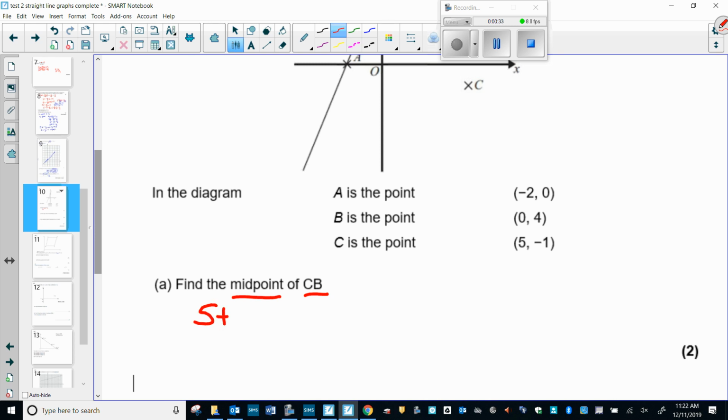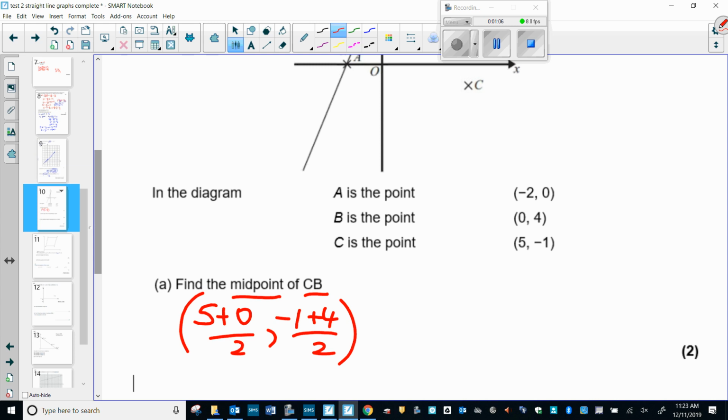Good. So we're going to do 5 plus 0 divided by 2, and then we're going to do negative 1 plus 4 divided by 2. And that is going to be a coordinate. Now you've got to be careful when you're doing these divisions that you are entering into a calculator. You need to either use a bracket or put them in as a fraction like that, or press equals once you've done the top. Some people mixed up the x and the y. They got the y's and then the x's.